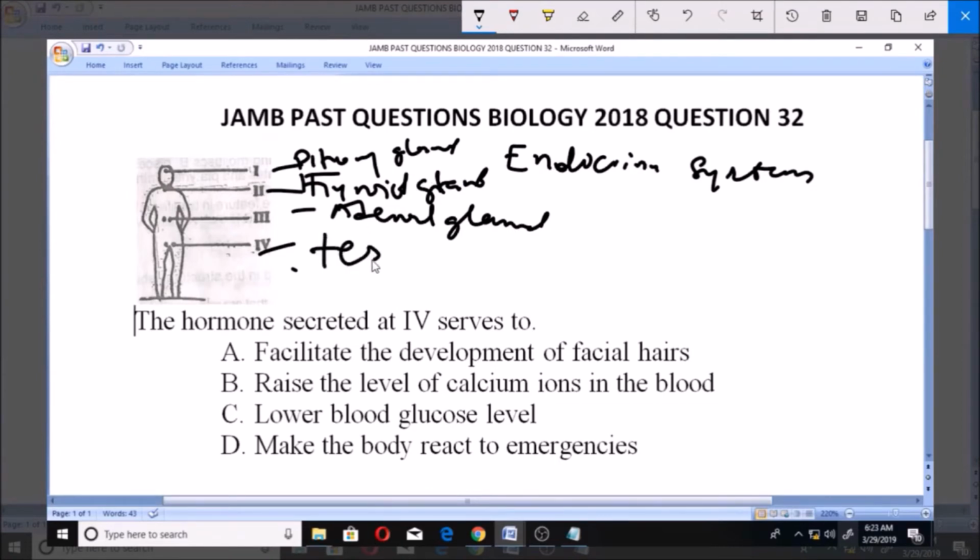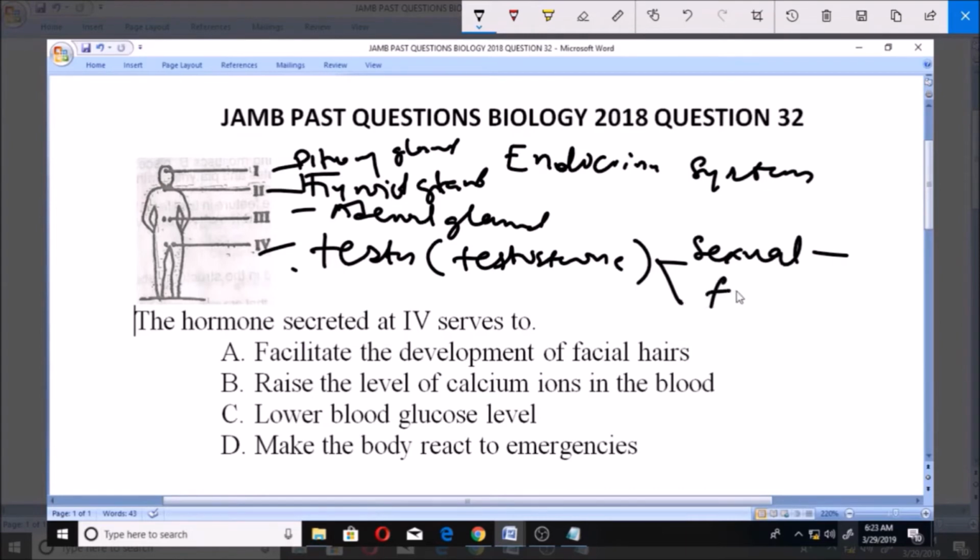But here is where we have the testes for male, which is also where we have the testosterone. And this testosterone helps in secreting the sexual hormones. And the other thing that it does is that it facilitates the development of facial hairs. That's the second thing it does. So one of the functions of testosterone is to facilitate the development of facial hairs, especially in males, which is where we have the testes. So that makes option A the correct answer to this problem.